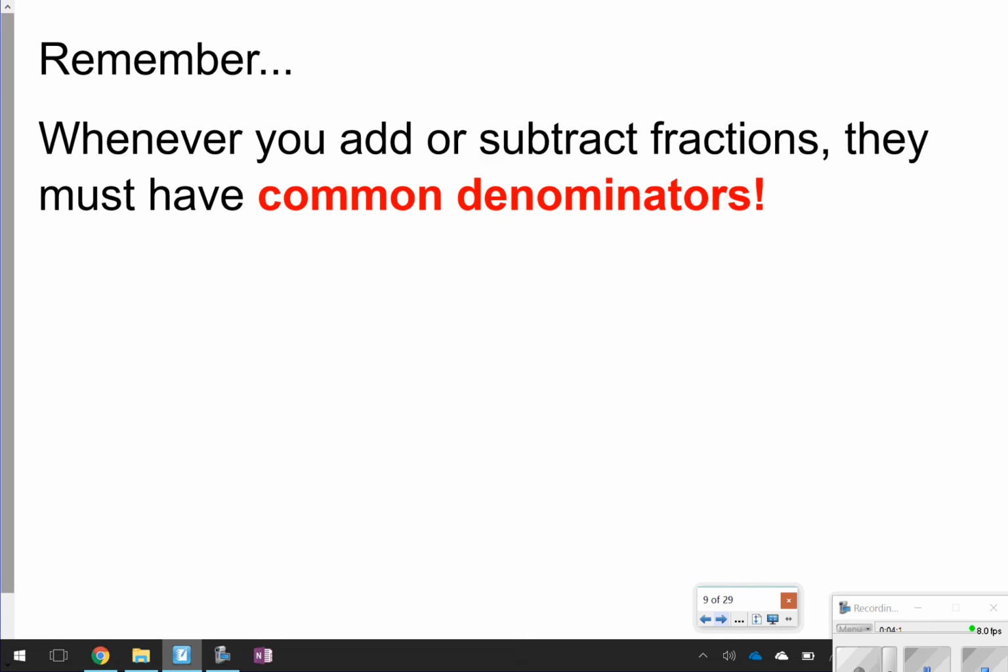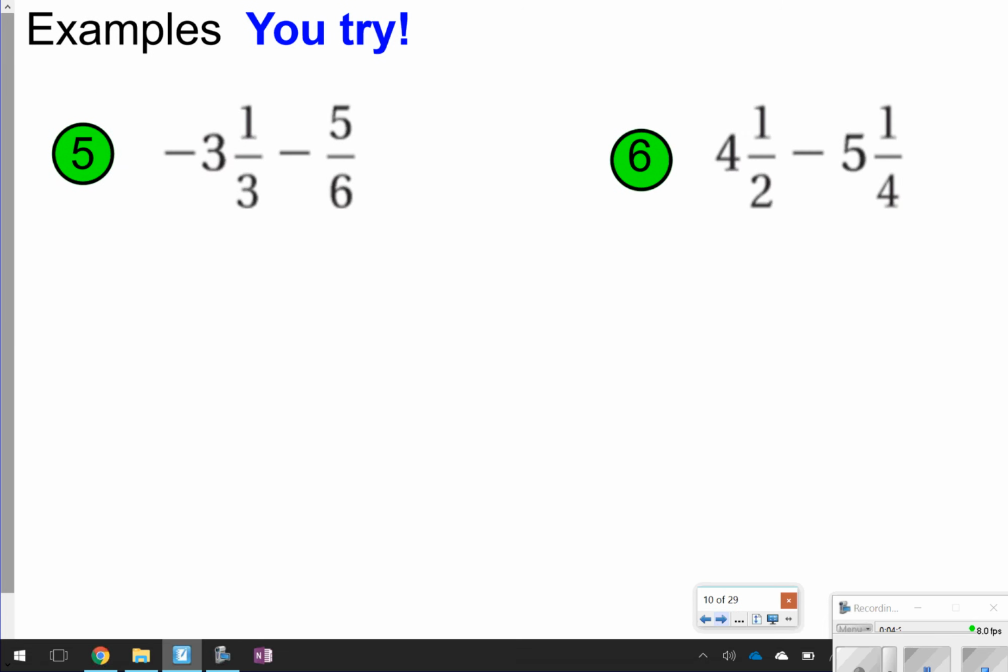The last little bit from our notes, you just need to make sure whenever you see fractions, they need to have common denominators if you plan on adding or subtracting. So you're about to see 2 or 3 questions based on different denominators, and you've got to change them to common denominators. Since we've already learned how to do these, I'm just going to have you go ahead and try these now by yourself.